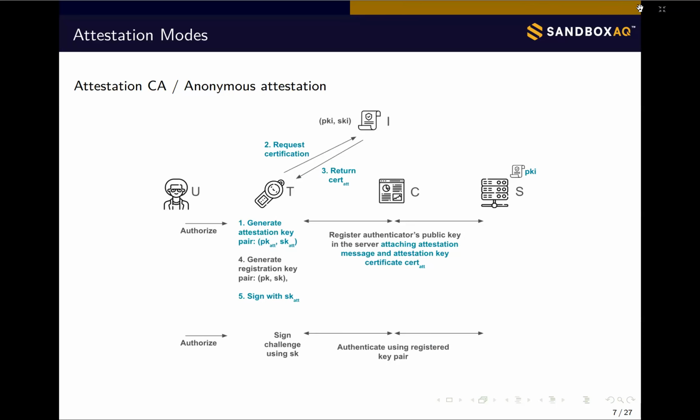And then we have other attestation modes, attestation CA and anonymous attestation, but they are very similar, so I will be focusing on attestation CA. Here, during the registration phase, the authenticator generates on the fly an attestation key pair and asks an online issuer to certify it. Then the authenticator will use the attestation private key to sign the message, attach the certificate from the issuer, and send it to the server. Okay.